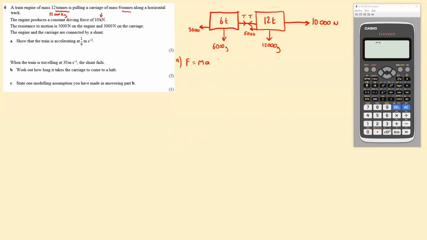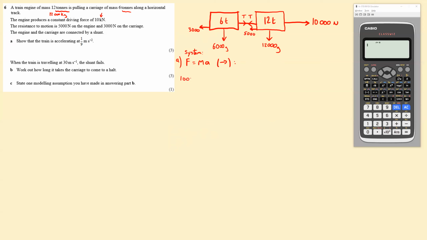Please try and always tell me which direction you're doing this in. It'll help yourself as well. So I'm doing it in the positive direction, and that means I'm going to look at all forces to the right, take away forces to the left. One other thing that I do is I like to put on here that I'm doing this for the entire system. I'm not just doing it for the train. I'm not just doing it for the carriage. I'm doing it for the entire thing.